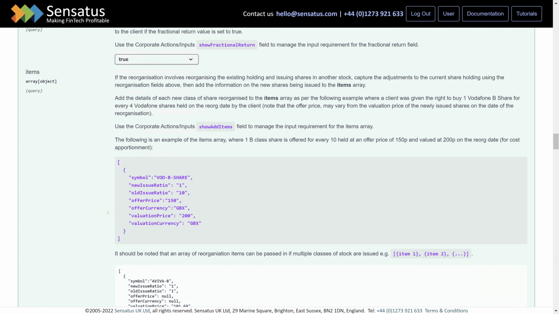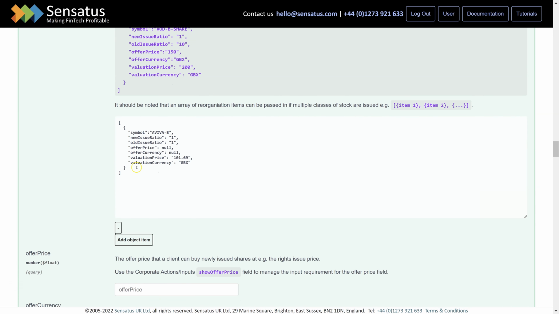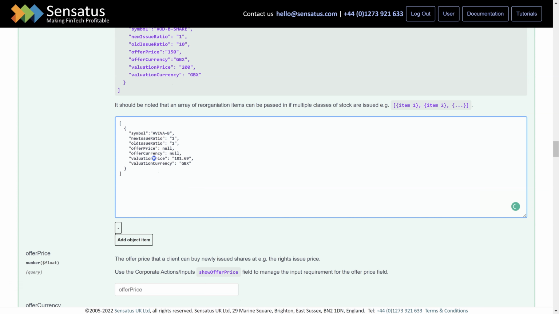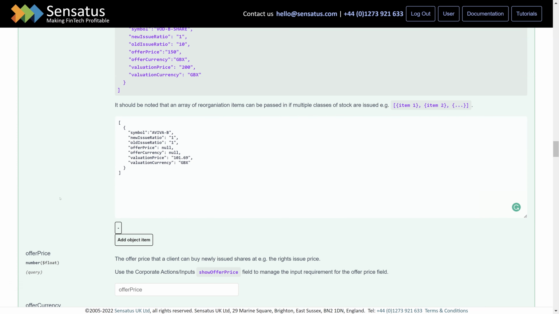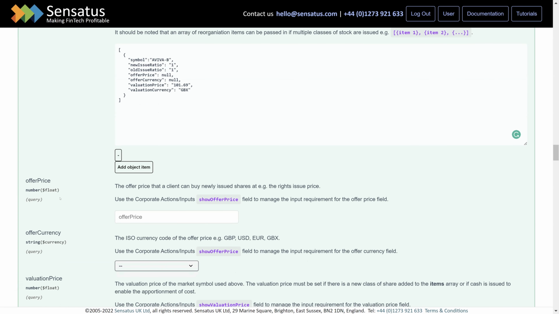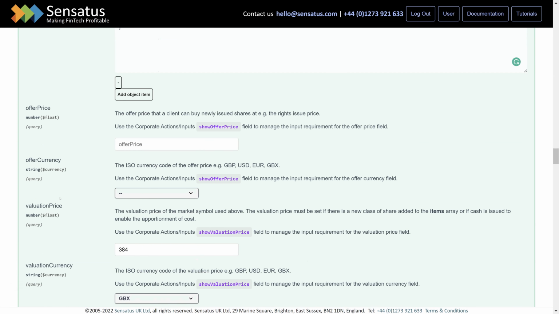Add an items object with the B shares details using a 1-for-1 issue ratio and a valuation price and currency set to 101.69 pence. Set the item offer price and currency to null as the client does not have to buy the B shares. Set the offer price and the currency to null as the client is not purchasing shares.